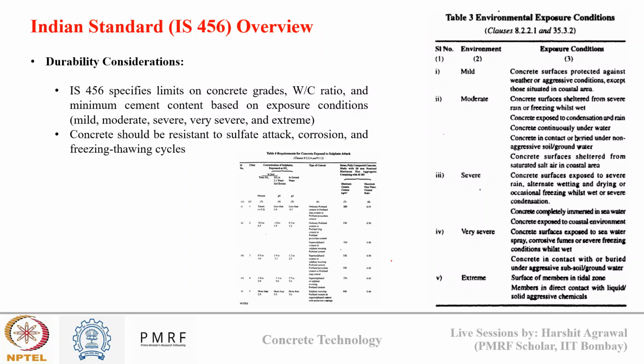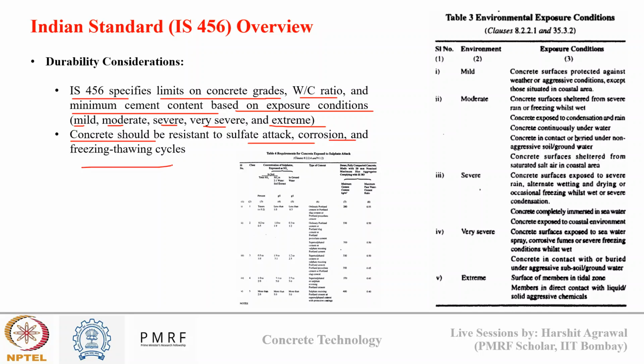And the fifth and the most important point of IS 456 design is the durability requirement. So IS 456 specifies limits on concrete grade, W by C ratio, and minimum cement content based on exposure condition. So it classifies exposure condition into different categories. There is mild, moderate, severe, very severe, and extreme. Okay, and how are these exposure conditions defined? They are defined based on the ability of concrete to resist sulfate attack, corrosion, and freeze and thaw cycles.